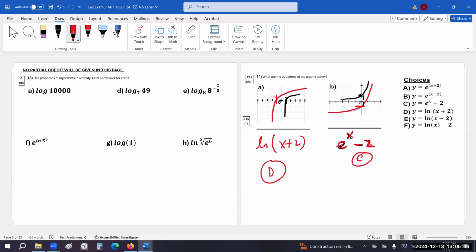So be very careful with your left, right, and up, down movement. Left, right goes next to the x. Up, down is a single one. If you forget, remember my story: when you're single, we feel up, we feel down. So single one is always up, down.